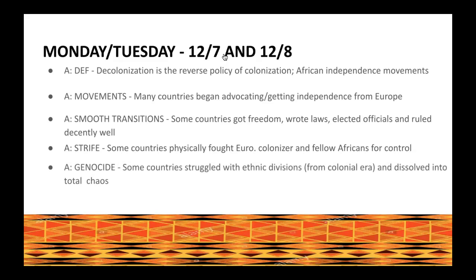And then in other countries you would find genocide, specifically in Rwanda and in Sudan, in the region of Darfur. Some countries struggled with ethnic divisions that could not be healed. This stems from both the colonial era and the post-independence era as well. Some of these countries would dissolve into total chaos. And in many ways, the effects of genocide and strife are still felt to this day.